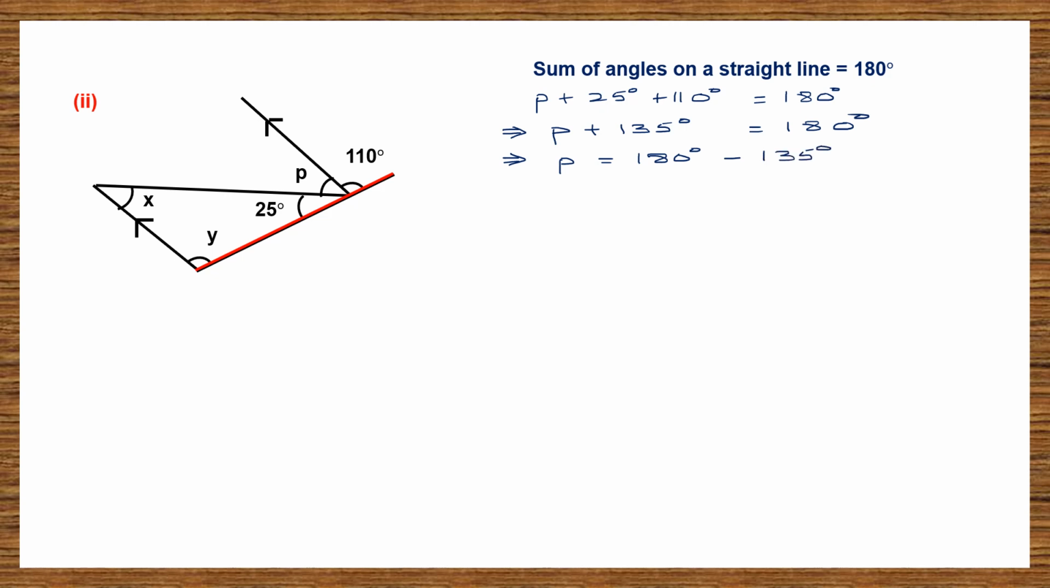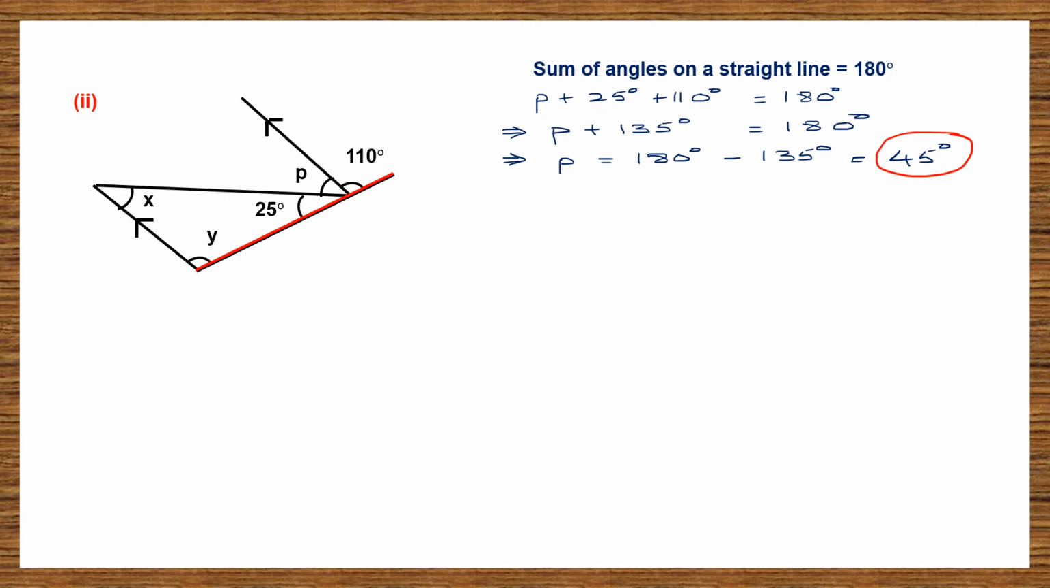Why is it so? Because we have transposed this 135 from the left hand side and we have moved it to the right. It becomes minus 135 degrees. And that is equal to 45 degrees. So we have found the value of P. When you subtract 180 and 135, you get 45 degrees. So that is the value of P.